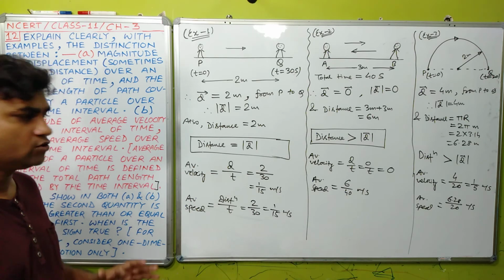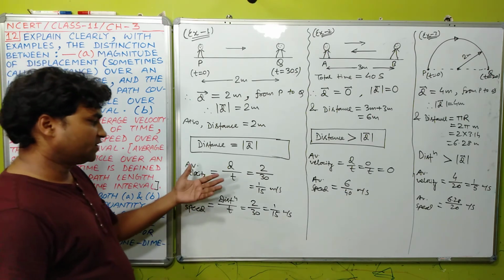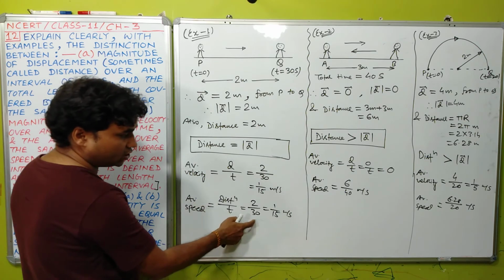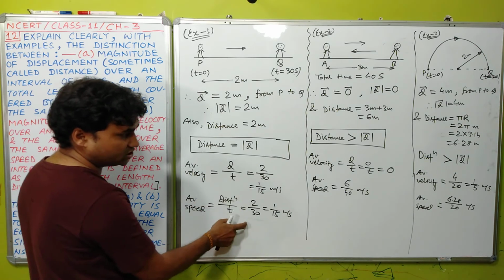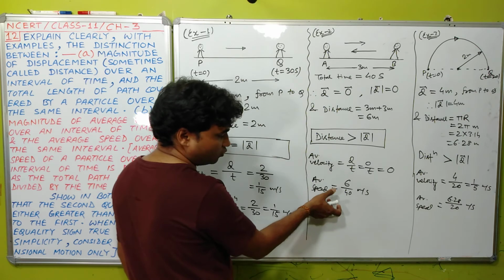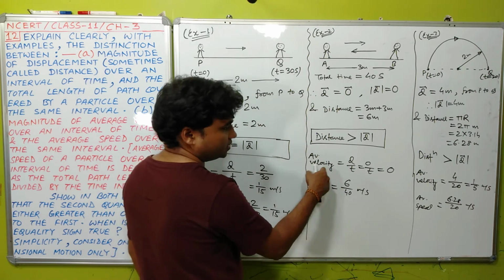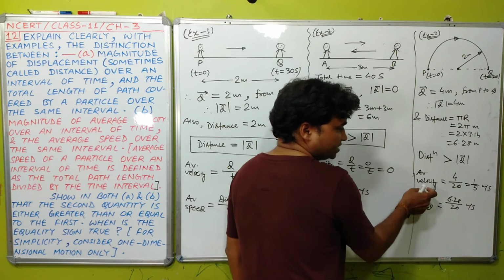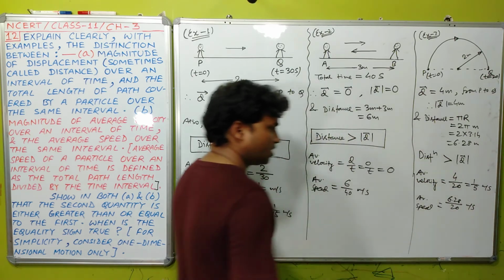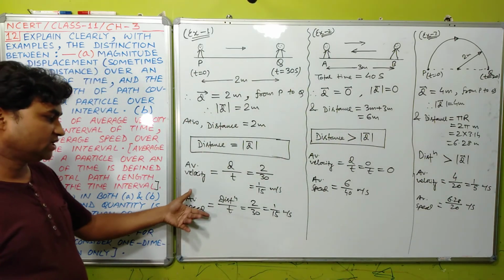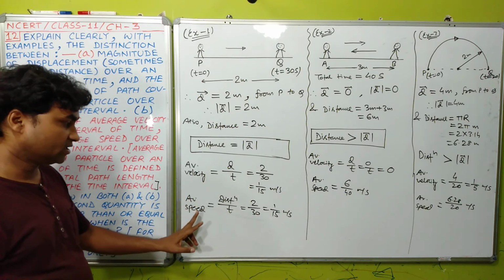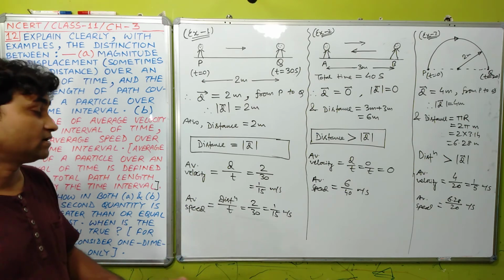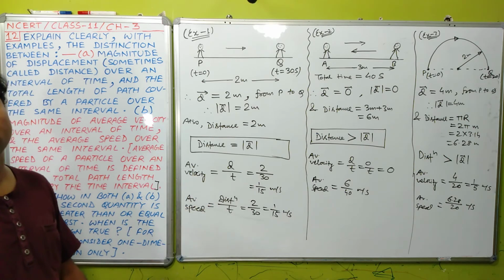One thing. The second thing, you can also see that the average speed may be equal to the average velocity or greater than it. In this case, the average speed is greater than the average velocity. Here also, the average speed is greater than the average velocity. So finally, the average speed will always be either equal to the average velocity or greater than it, which is what we have to prove.